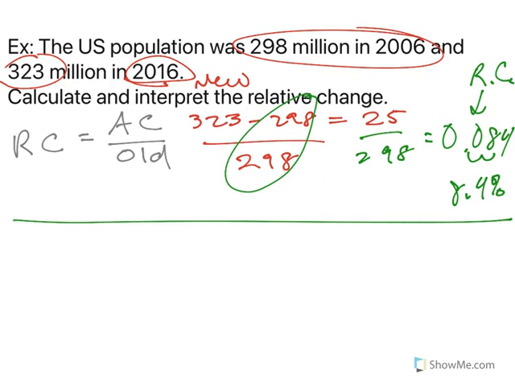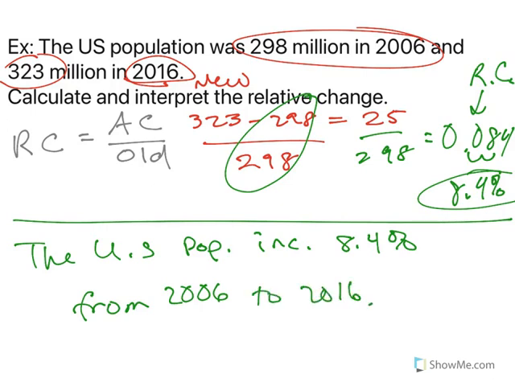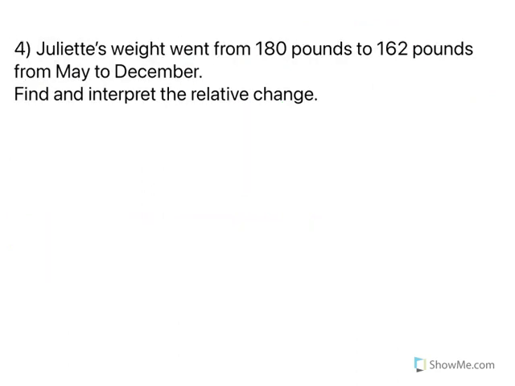Similar to absolute change, if you don't know what this means, it is worthless. So we would say the U.S. population. So you always talk about, what are you talking about? The U.S. population, what happened to it? Well, this was a positive. So it increased 8.4% from 2006 to 2016. So interpreting absolute and relative change, they are very similar. The only difference is how you're describing it. Are you using static numbers, right? Just the subtraction, the difference, or are you changing that difference into a percent?